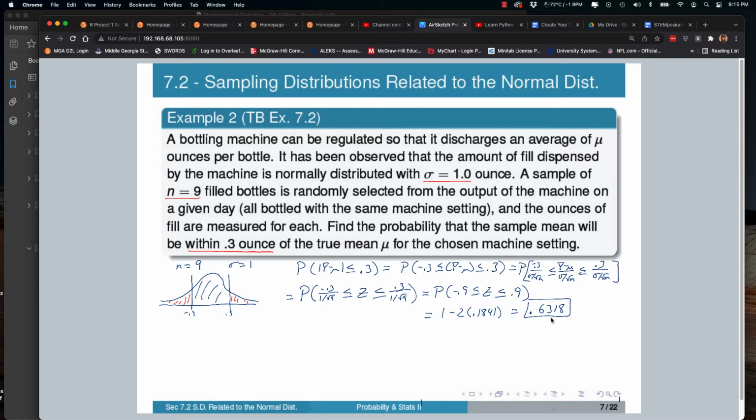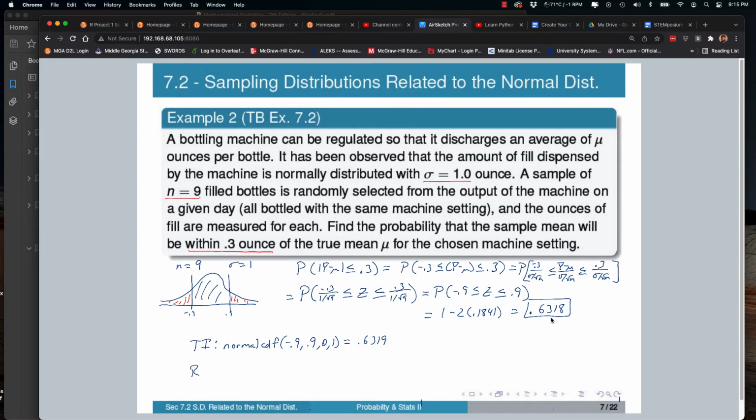We can use technology to get this. If you use the TI calculator to do it, and I won't run this, you just take normalcdf, negative 0.9 comma 0.9, the lower bound, the upper bound, and the mean and standard deviation are 0 and 1, and you'll get 0.6319. It rounds off a little differently because you're getting a more exact answer from the technology.